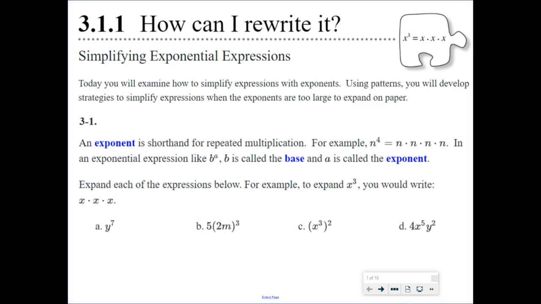So here we go. Lesson 3.1.1, how can I rewrite it? Simplifying exponential expressions. Today we'll examine how to simplify expressions with exponents. Using patterns, you will develop strategies to simplify expressions when the exponents are too large to expand on paper.